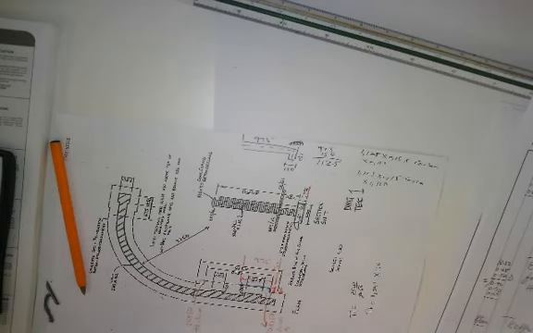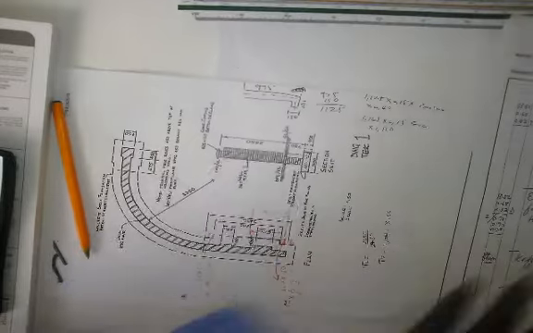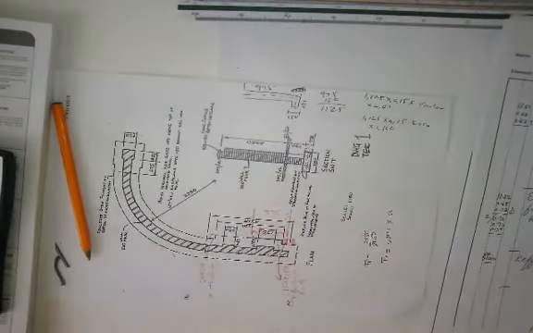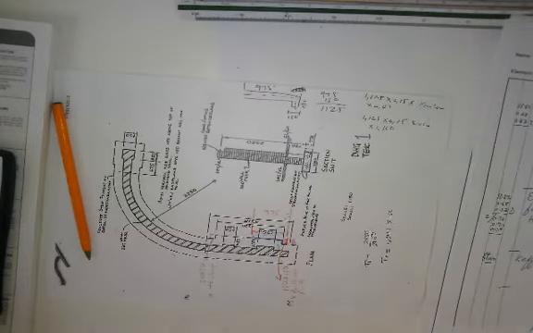Times 750 plus 400, 1.150. That's excavation. That's concrete.